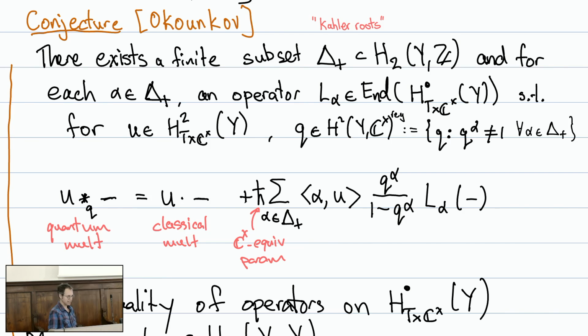Yeah. So the goal of this Okounkov program, which I'll come to, is, given a symplectic resolution, to try to find this set of Kähler roots and try to find all these L alphas. And if you've done that, then you've understood the quantum cohomology, at least the quantum multiplication by divisors. But there's more to the conjecture. We'll come to it soon. Yeah?